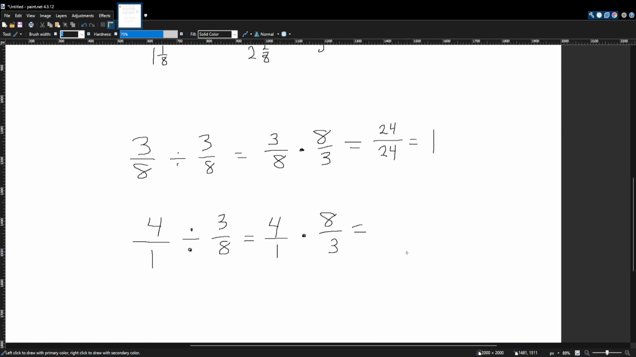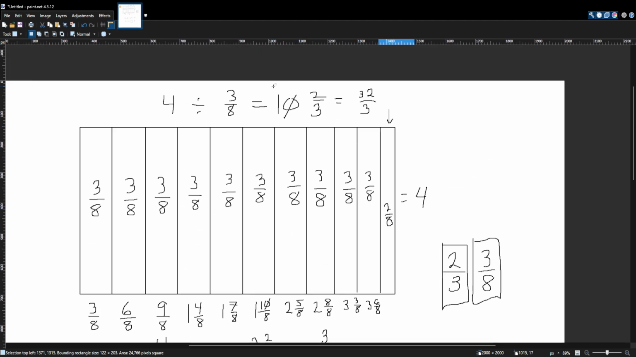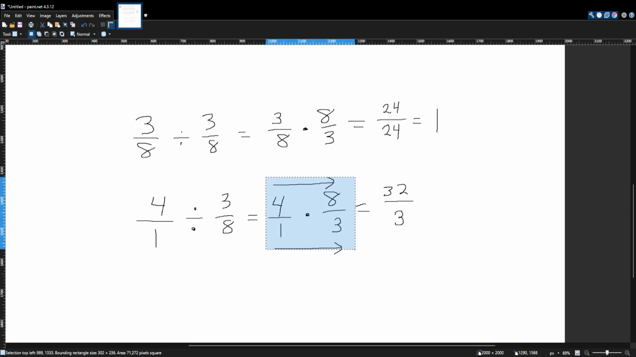Well, what happens when I do this? Multiplying fractions straight across the top, straight across the bottom, 4 times 8 is 32, and 1 times 3 is 3. And this number here should be familiar, as that's what we said we had up here. 10 is the same as 30/3, and I have 2 extras. So I have 32/3, which is what I got here from multiplying the flipped over version of the fraction.